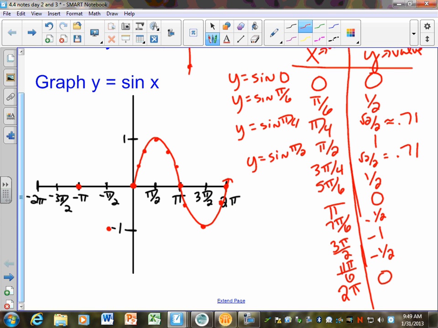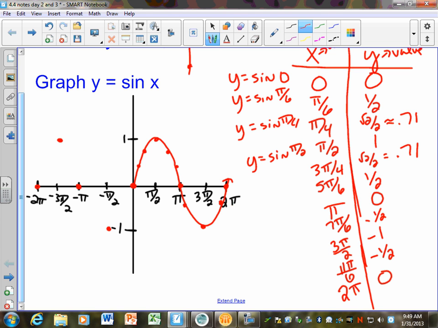So I get the bottom half first. And then what happens at -3 pi halves? Yeah, those are the exact same angles, right? -pi halves is the exact same as pi halves, which means it goes up to 1. And at -2 pi, what happens? It goes back to 0.